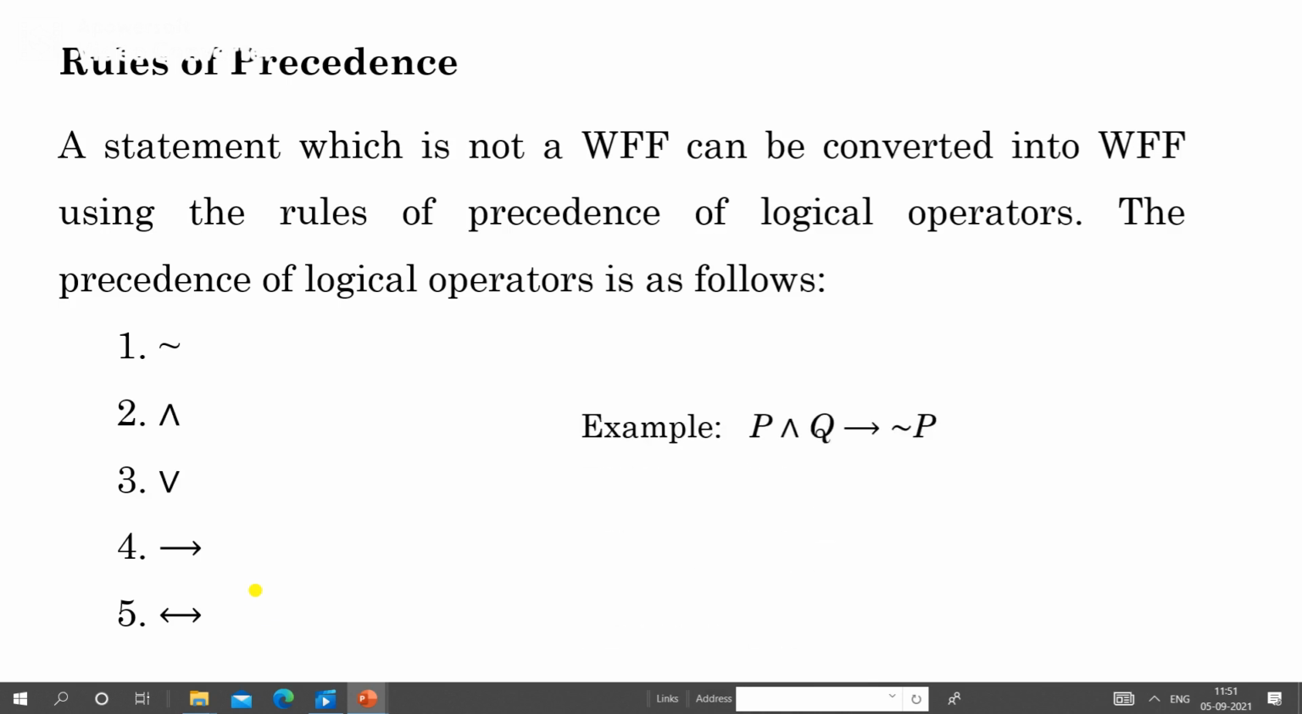So if you take one example, look at this. This is not a well-formed formula. If I have to convert this formula into a well-formed formula, then first I will write this parenthesis here, and then here this is negation, then and, and finally conditional, then finally you will calculate this one. So now it is a well-formed formula. In this way, if a formula is not a well-formed formula, then you can use this rule of precedence to convert a non well-formed formula into a well-formed formula.